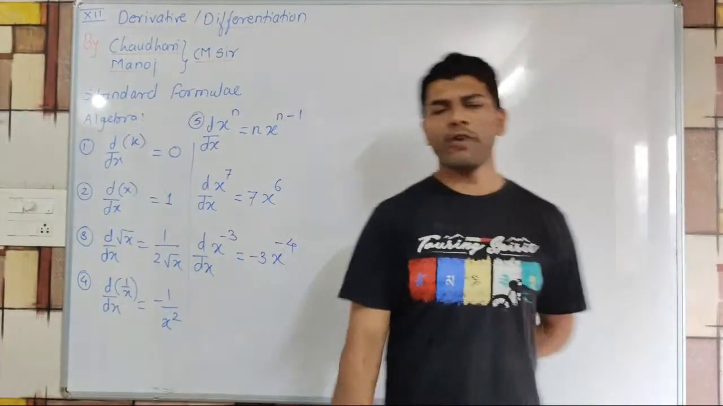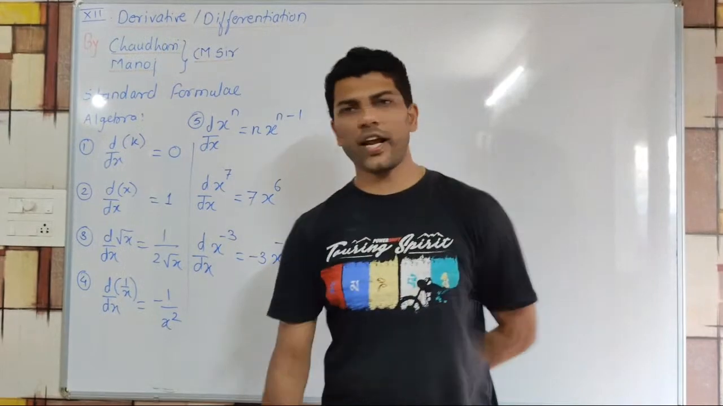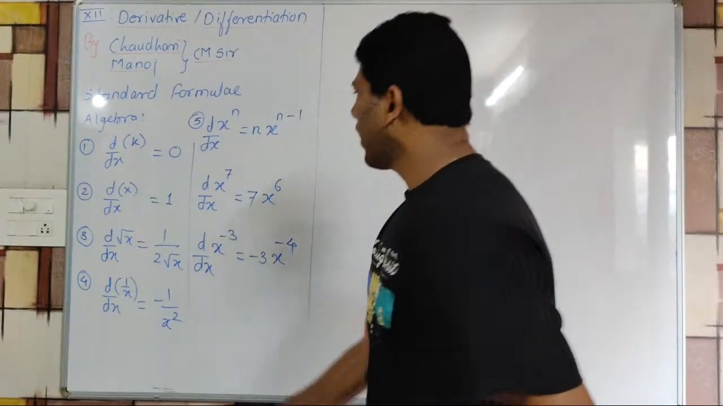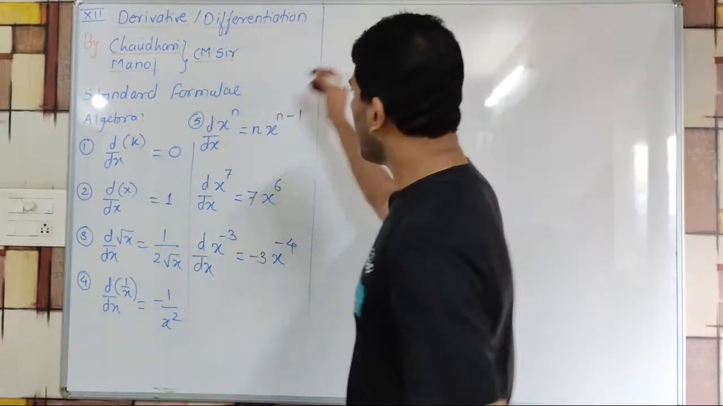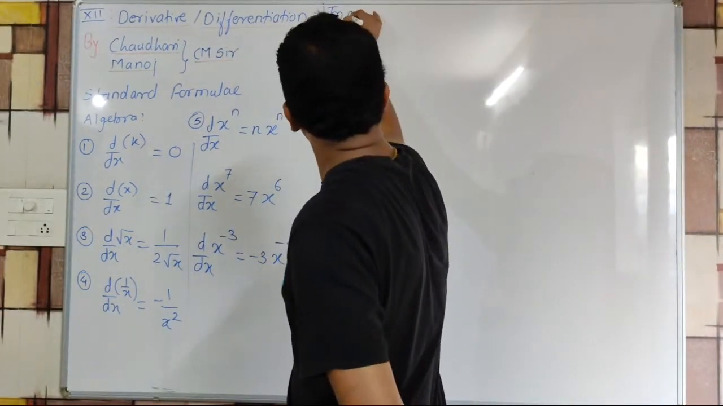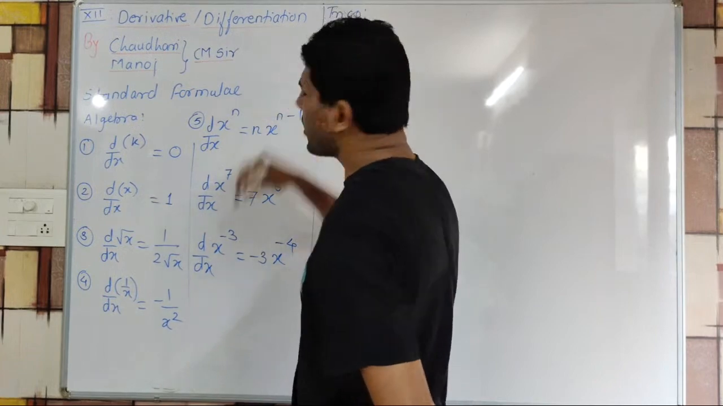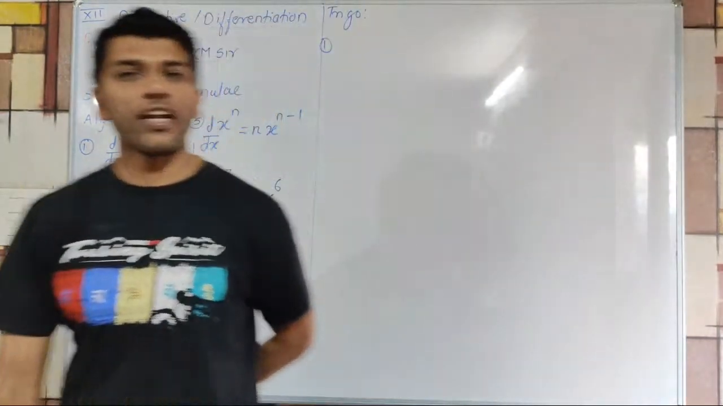It may be positive, it may be negative, or it may be a fractional number. So I think from the algebra we derived this many formulas. Then let's say from the trigonometric section, obviously 6 trigonometric ratios, 6 trigonometric derivatives.